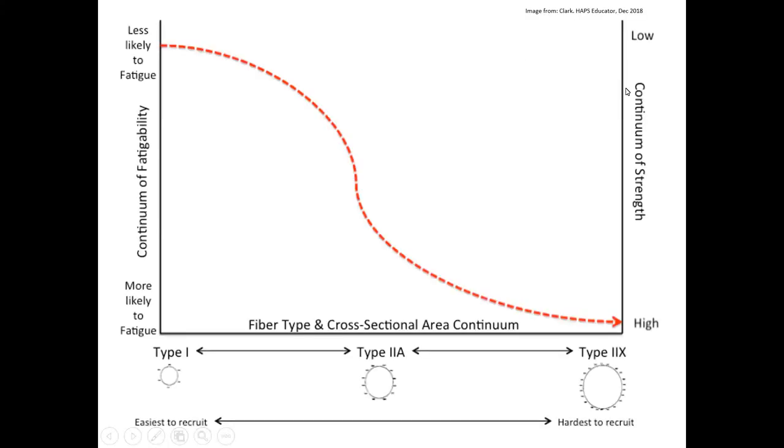When we look at the aspect of fatigue in muscles, we have to look at a couple of factors within the muscle itself, primarily what type of muscle fiber we are recruiting and the amount of strength that we're going to get there. There is an inverse relationship between the strength that we get from the muscle and its likeliness to fatigue. And there are two aspects that come into play here.